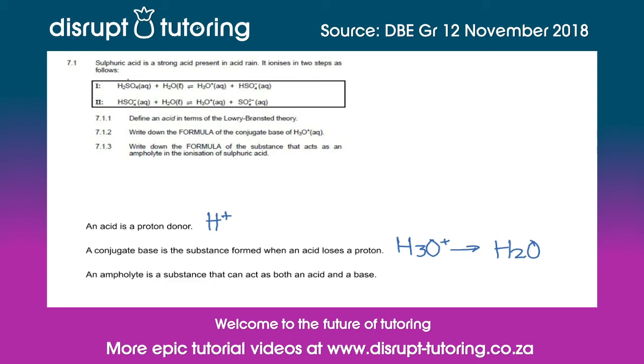In the first equation, we have sulfuric acid that donates a proton to the water and becomes its conjugate base, hydrogen sulfate. And then in the second equation, the hydrogen sulfate donates a proton to the water to become its conjugate base, the sulfate ion. So we have the hydrogen sulfate acting as a base in the first equation, and in the second equation it acts as an acid because it donates a proton. So hydrogen sulfate is then the ampholyte in this reaction.